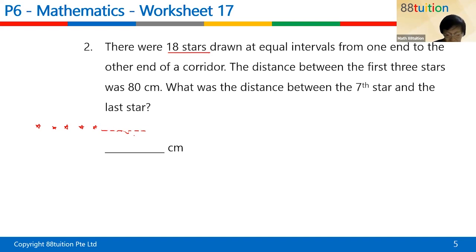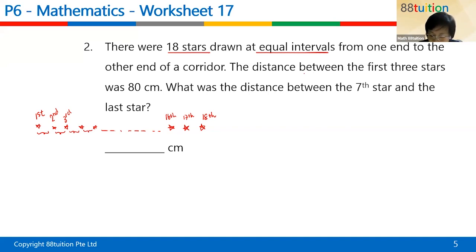Then after that, the first one is here. Let me indicate. Second, third, and so on and so forth until the last three. Okay, 1, 2, 3. And this is the last, which is the 18, 17, 16. And the intervals must be equal. Okay, from here to here, here to here, here to here, here to here.